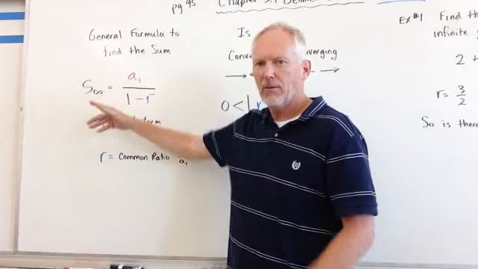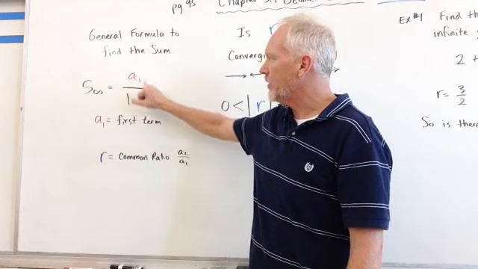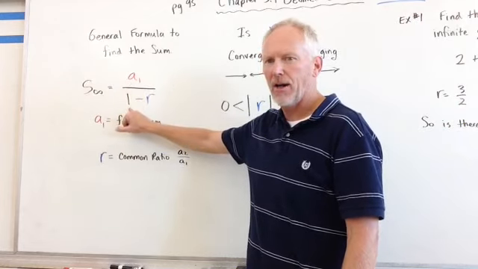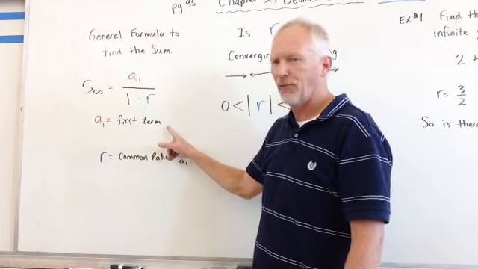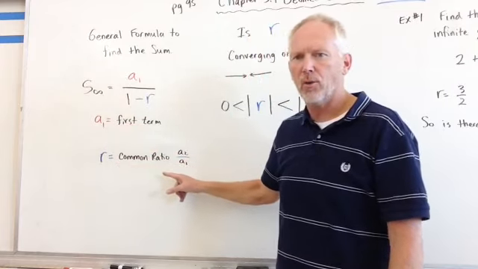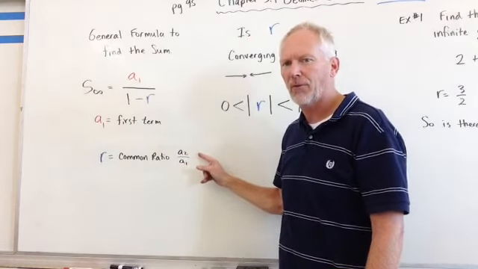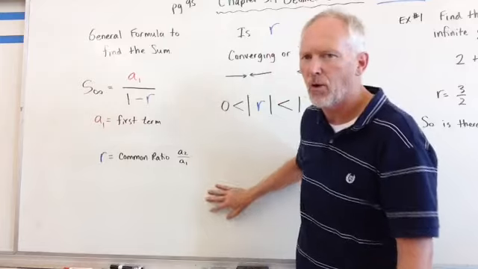S sub infinity, going out to infinity. We keep going and going and going. S sub infinity equals a sub 1 divided by 1 minus r. A sub 1 again is the first term, and r is our common ratio. Again, the common ratio can be found by taking a sub 2 and dividing it by a sub 1.